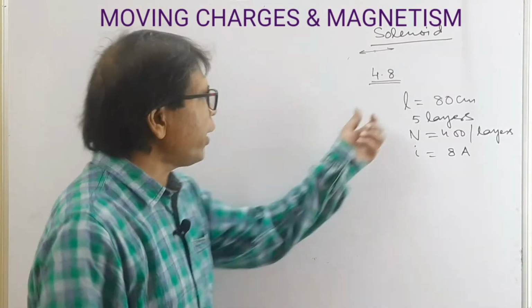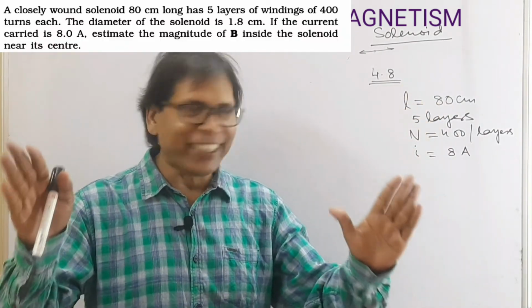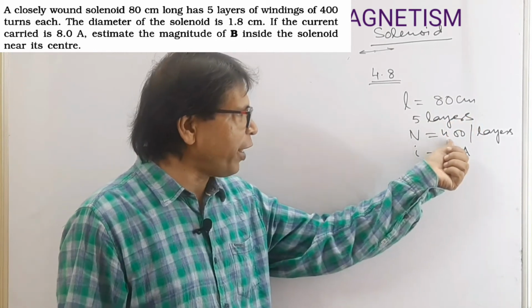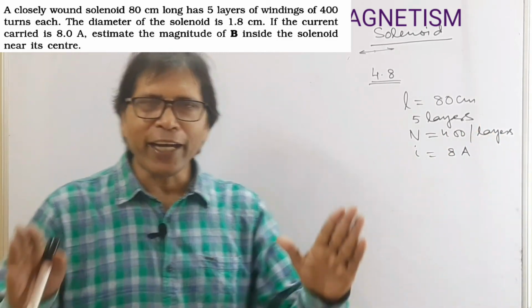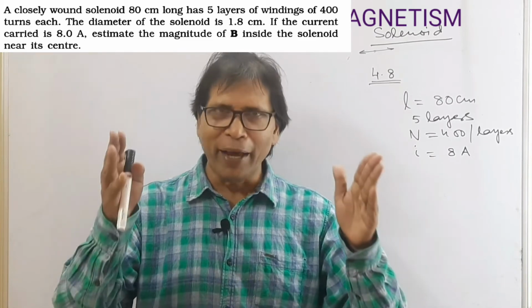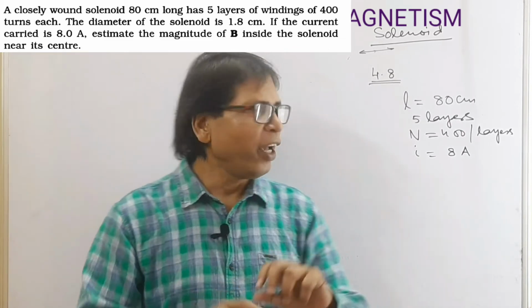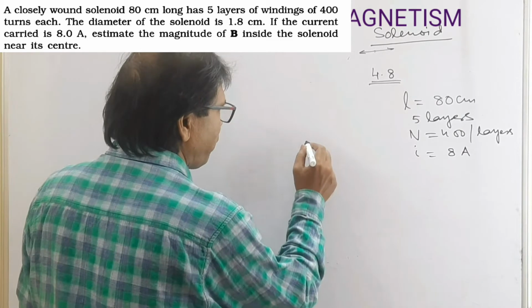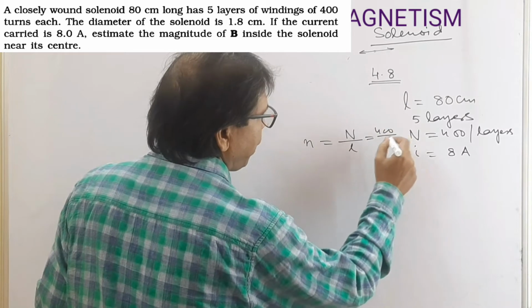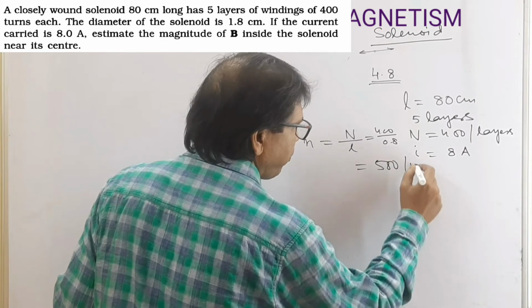Okay, next. Look at this NCERT numerical 4.8. The length of a solenoid is 80 centimeter. It has 5 layers, with capital N equal to 400 turns per layer, and current I equal to 8 ampere. Now we have to calculate the magnetic field on the axis of the solenoid at the center of the solenoid. Now look at this. Here the number of turns per unit length is N by L. So this is 400 divided by 0.8. So this is 500 per meter.